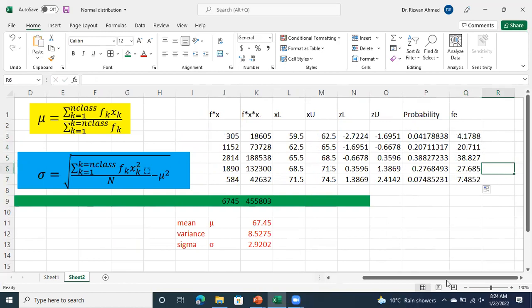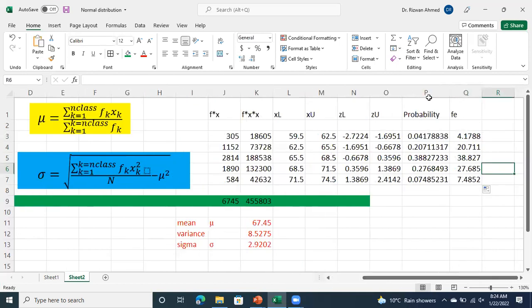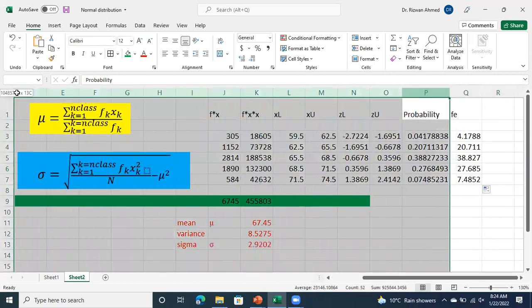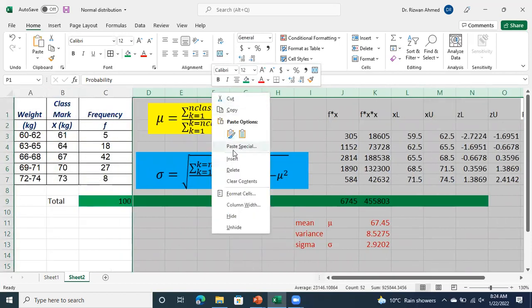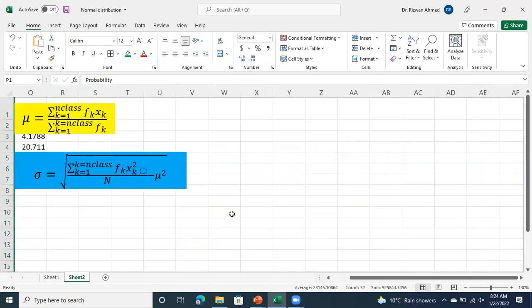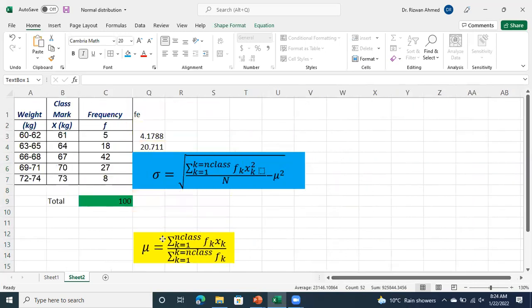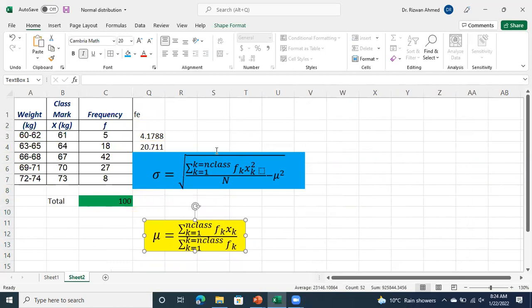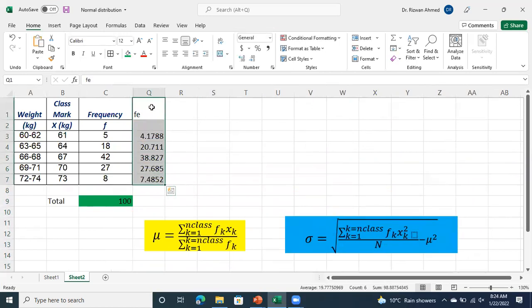So expected frequencies and the observed frequencies. Now for the time being, let's hide these cells. Well, these were written above the cells, therefore they have not been hidden. Okay. So now we have the expected and the observed frequencies.